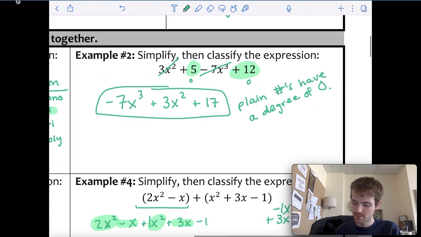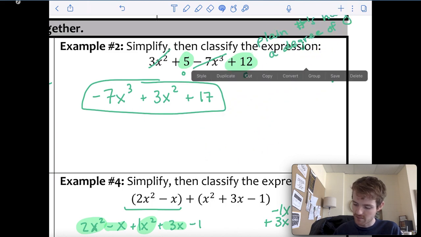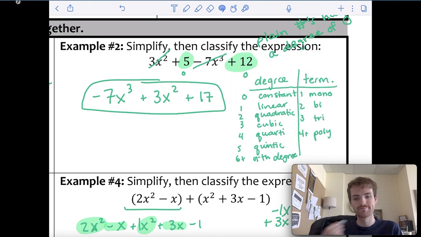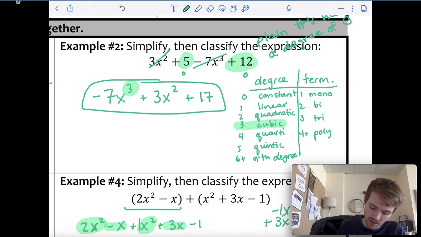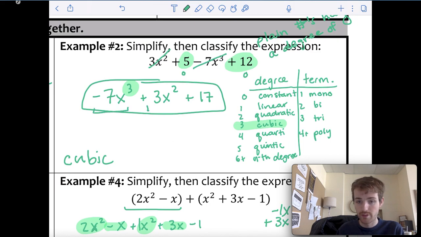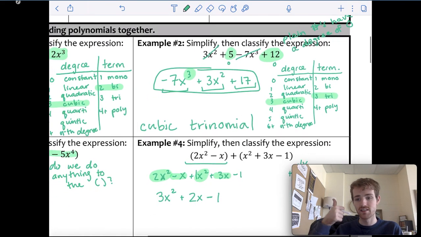Example 2, let me move this and then paste. How cool. What's our biggest degree? Well, our biggest degree is 3. When our degree is 3, we call it cubic. How many terms do we have? Well, I have 1, 2, 3 terms. So that's going to be a trinomial. So once again, when we classify these, we give it a degree name and a term name.